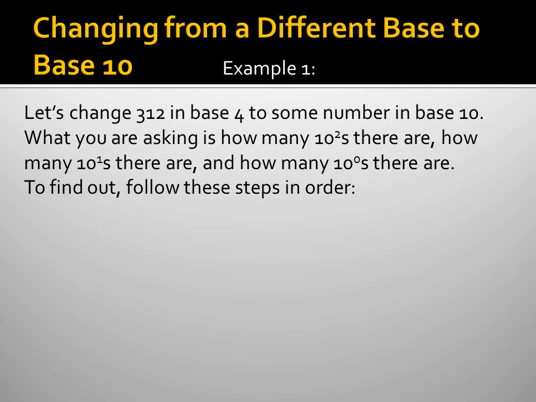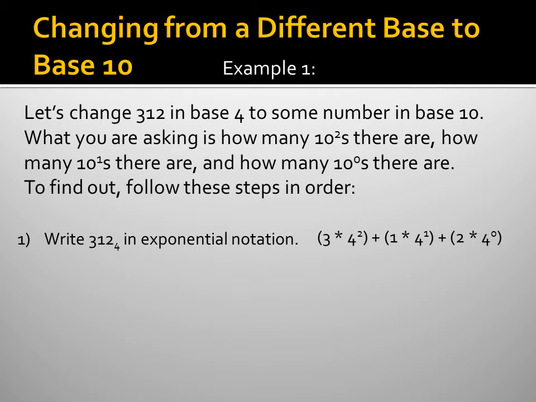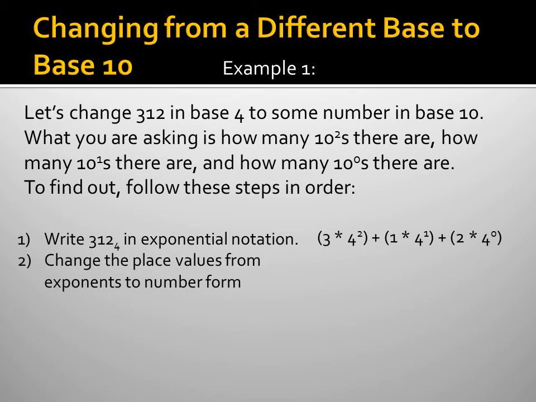To find out, follow these steps in order, and you may want to write these steps down until you get used to using these steps. Step 1. Write 312 base 4 in exponential notation. So we write it 3 times 4 squared plus 1 times 4 to the 1 plus 2 times 4 to the 0. Step 2. Change the place values from exponents to their number form. So we take 4 squared and change it to 16. Take 4 to the first power, change it to 4, and take 4 to the 0 power and change it to 1. So now we have 3 times 16 plus 1 times 4 plus 2 times 1.